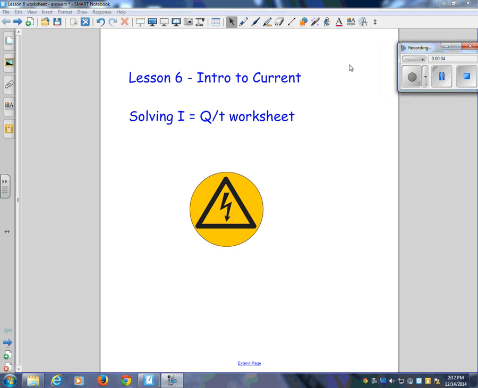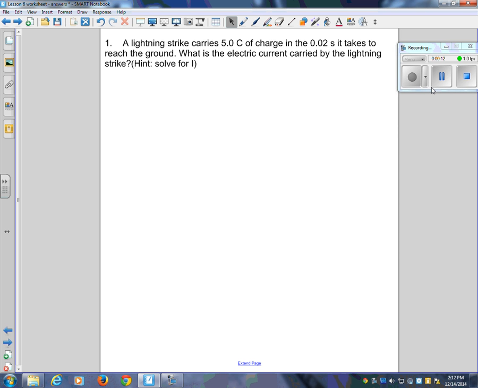This is Grade 9 Science Introductory to Current, and I'm going to be giving you the answers to the Solving I equals Q over T worksheet. And here's the very first question. Let's have a look. A lightning strike carries 5 coulombs of charge. That's a little unrealistic, by the way, but for the sake of argument, we'll just carry on. It carries 5 coulombs of charge in the 0.02 seconds it takes to reach the ground. What is the electric current carried by the lightning strike? And there's a hint, solve for I.